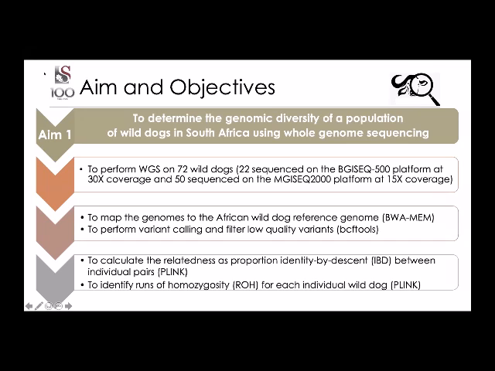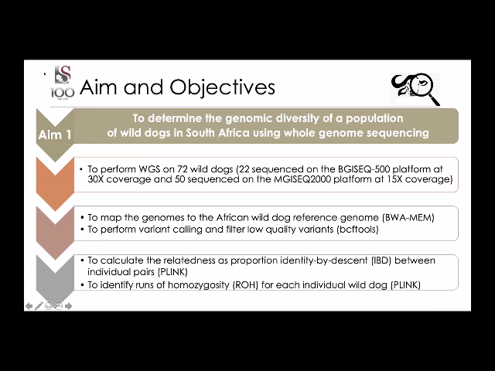So we did this by performing whole genome sequencing on 72 wild dogs. 22 have already been sequenced on the BGI-seq 500 platform, and 50 will be sequenced on the MGI-seq 2000 platform. These platforms are almost identical, and the reason the sequencing was split up was because we did the 22 for my MSc and added the 50 for my PhD.